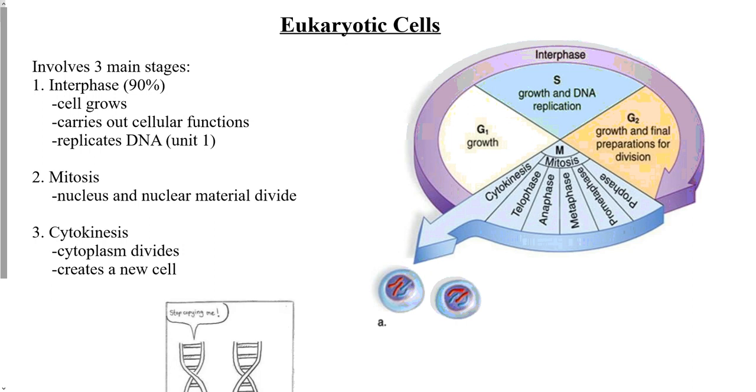So here you can say in interphase, though, there's actually 3 phases within that itself. Just like with mitosis, there was PMAT, right? In interphase, there's actually 3 phases, the G1, the S, and the G2. The G1 and G2 phases are just growth, okay? And the S phase is growth and DNA replication or synthesis, so S phase.